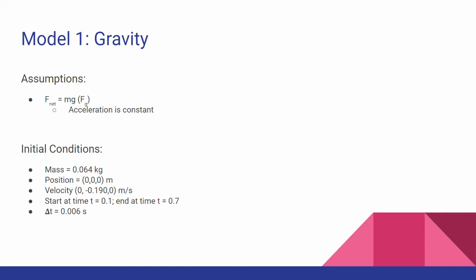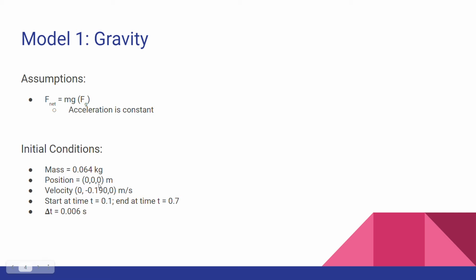For the first model, I am only including gravity. So in this case, we assume the net force is just the force of gravity, and in turn, the acceleration is constant. For my initial conditions, I set the mass to be this, the position to be this, given that I set the apple to be at the origin of my coordinate axes. I start the time at t equals 0.1 because that is the frame right before the apple was released, and run until 0.7 seconds when it reached the ground.